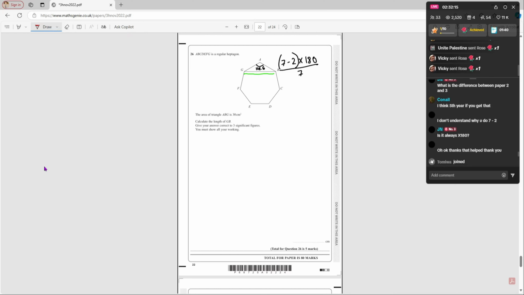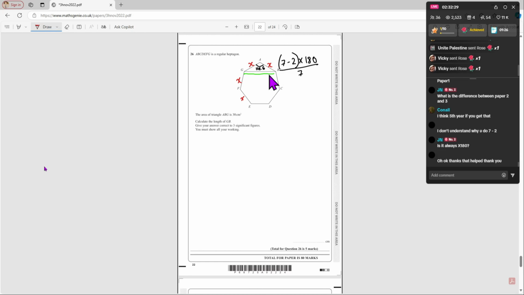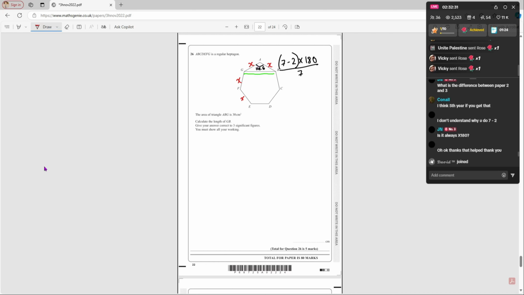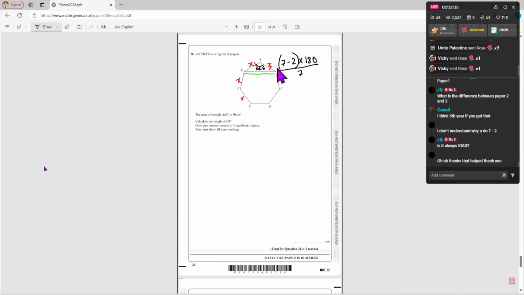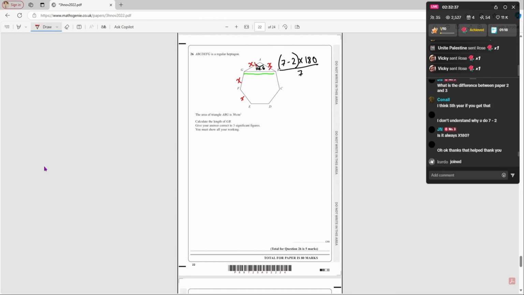Now we know, as I was saying, that in a regular shape, all of the lengths of the sides are equal. That means this is going to be equal to this, and this is going to be equal to that. They are all equal, basically. And now, to work out the length of this side, the green line that I just drew, we have to use our formula for the triangle.